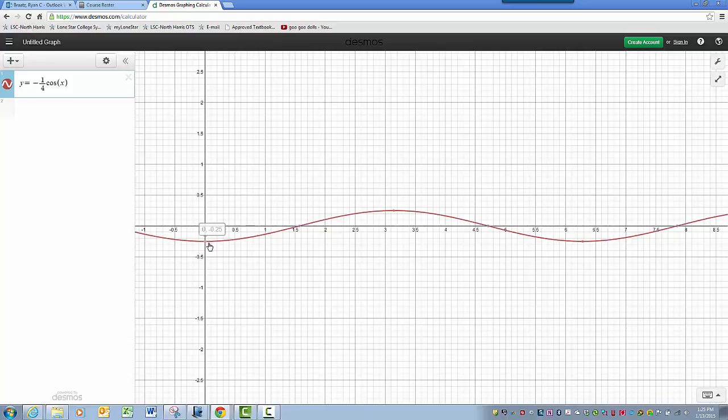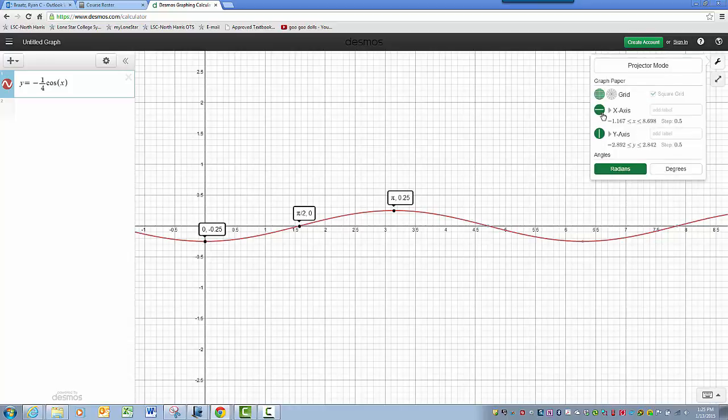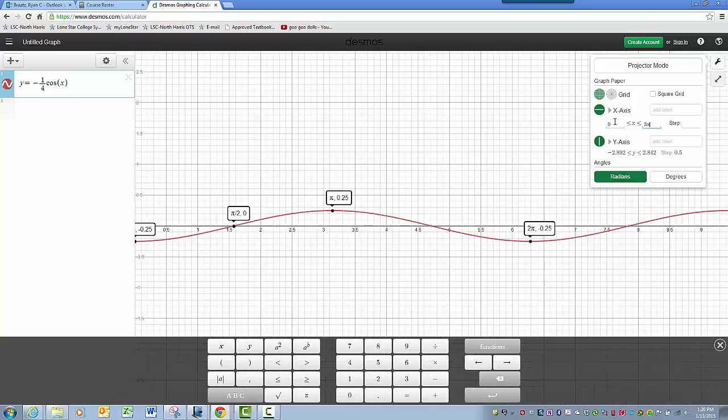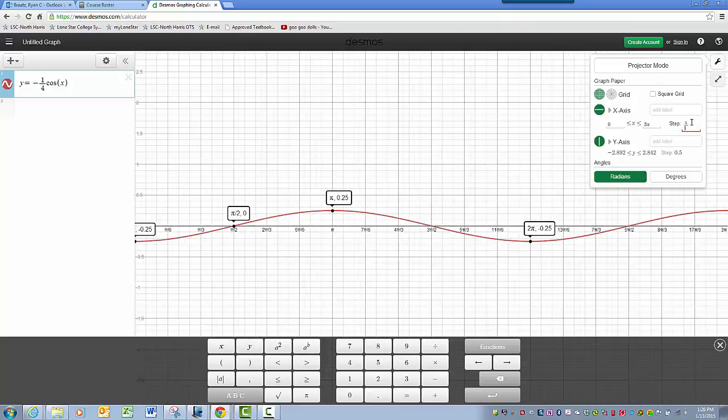This right here is the position of the block. At time 0, the block is at negative 1/4. The velocity pulls the block up. At pi over 2 seconds, it's at a height of 0. At pi, it's up at a height of 1/4, so it's going to go from negative 1/4 to positive 1/4, down to negative 1/4, back up to positive 1/4. And if I want, I can change my x-axis to go between 0 and 3 pi. Just type in pi, and let's do this by pi over 2.